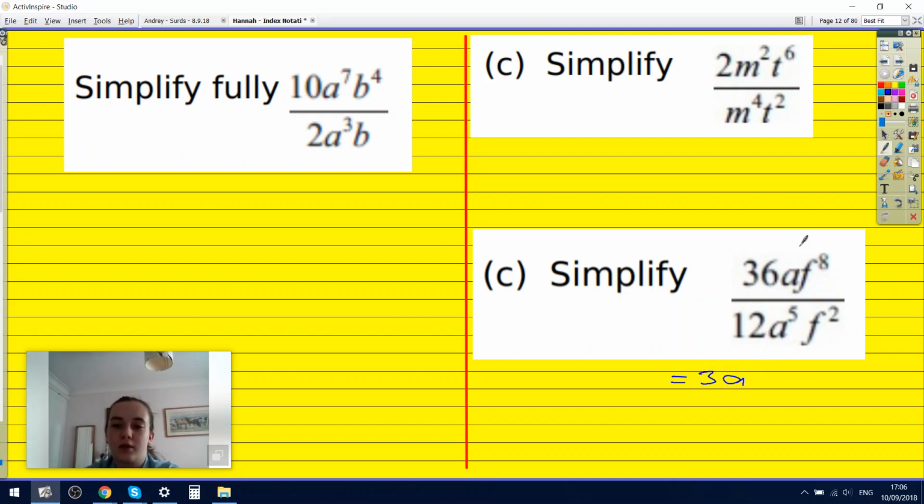That would be 5. To the power of 1. So this a appears to the power of 1. This is 5. And so it's not 5 minus 1, it's 1 minus 5. To the power of minus 4. Yeah. And then f to the power of 6. Well done. Let's try top right.